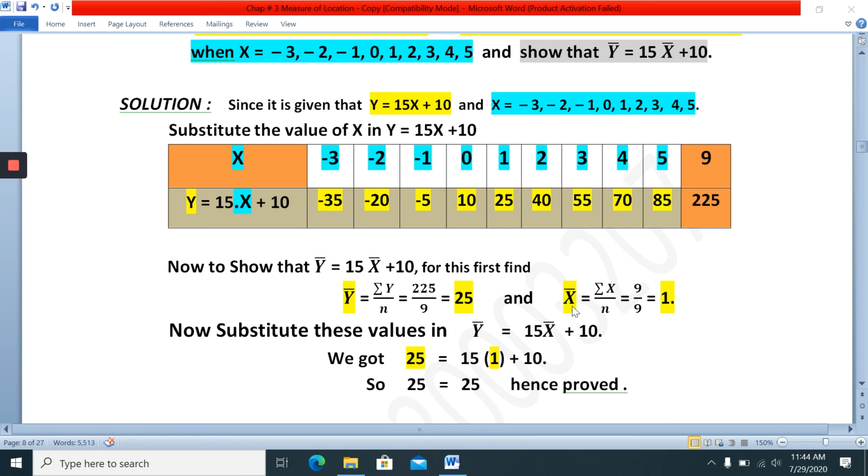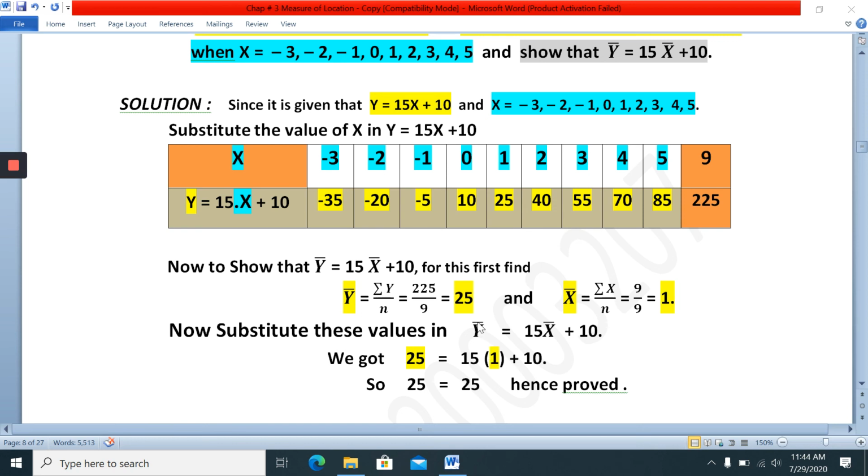Now x bar. How to get x bar? X bar is summation x divided by n. So add up these x numbers, which gives 9. 9 divided by 9, because these are 9 numbers, is 1. Now replace y bar as 25 and x bar as 1 in this equation to prove this. Left hand side should be equal to right hand side. Now substitute these values in y bar is equal to 15 times x bar plus 10. Why am I using this equation? Because this is given in the question and we have to prove this one.